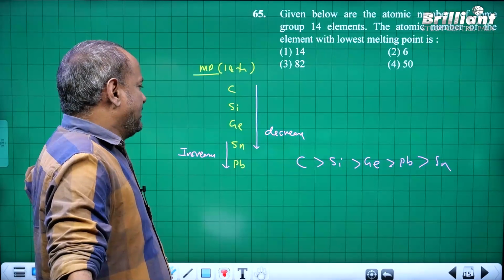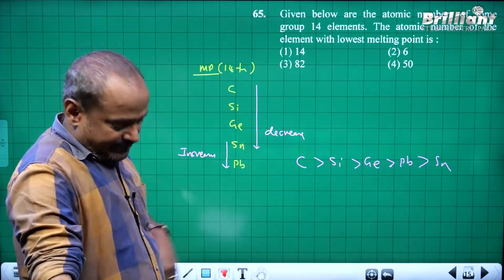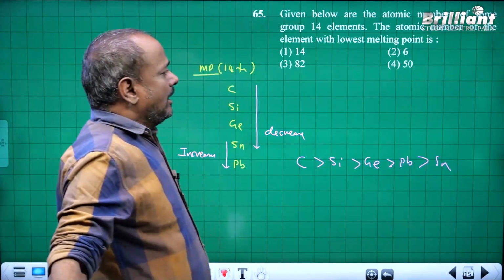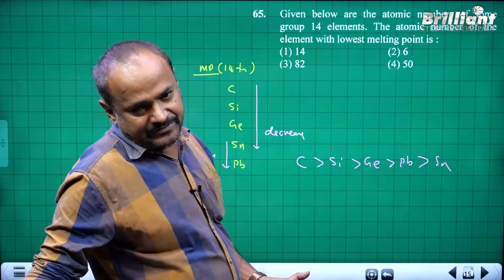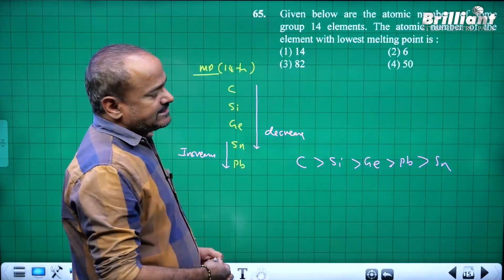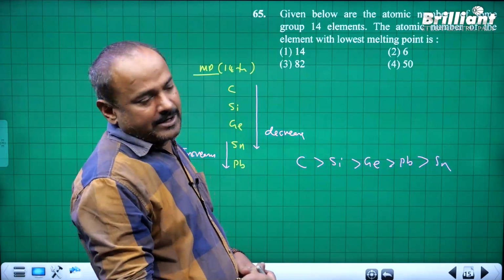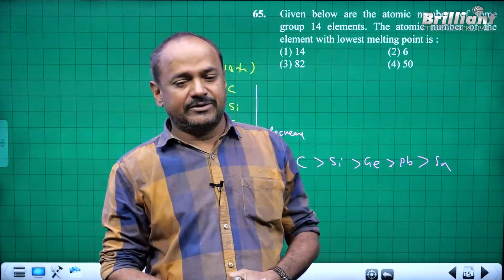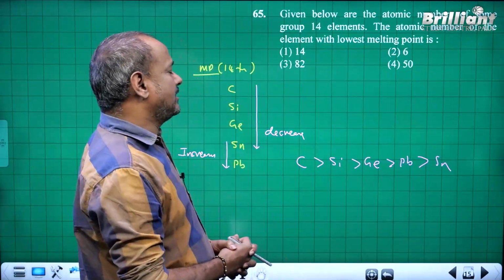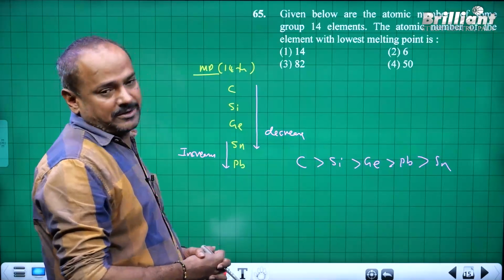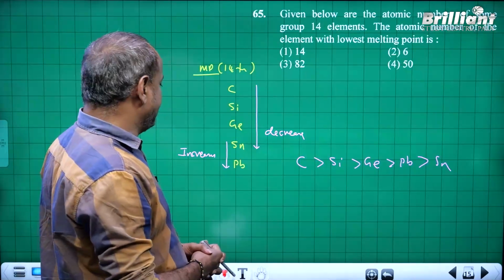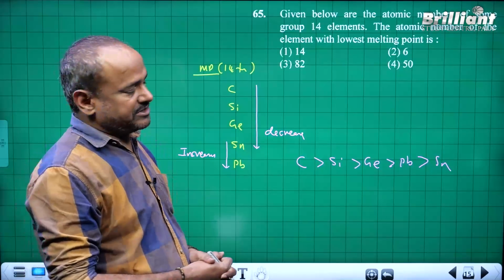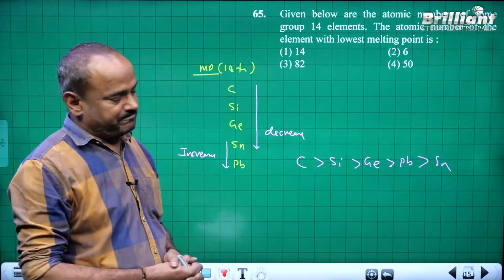Lead has slightly higher melting point due to the inert pair effect, because of lanthanide contraction effect. So contraction effect means nuclear force highly working, metallic bond strength increases. So lead is having strong metallic forces compared to tin. That's why melting point of lead is more than tin due to effect of lanthanide contraction. Metallic bond strength is more.